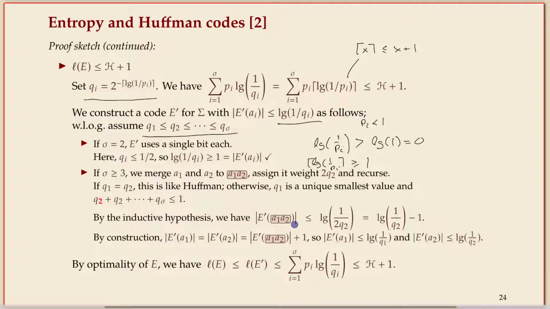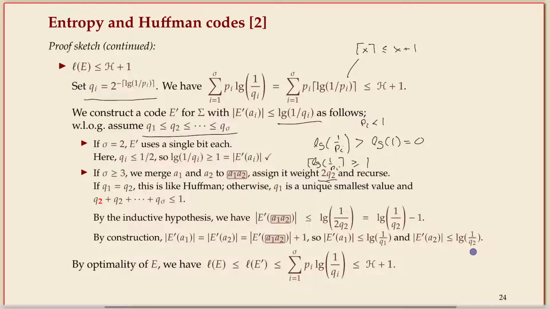So the code word length of this E prime for this character is at most log of 1 over its weight, and the weight was set to 2q2. And that you can write as log of 1 over q2 minus 1 if you pull it out. Now if you remember what Huffman did, if you lump these two characters together and then recurse, at the end you have to split them again and add this last bit to distinguish the two characters. So that's what we do here. The code word in our constructed code E prime for these two symbols A1 and A2 is the code from before plus this one distinguishing bit. And so the code word for both satisfies this inequality again that we need. And that establishes the inductive step.